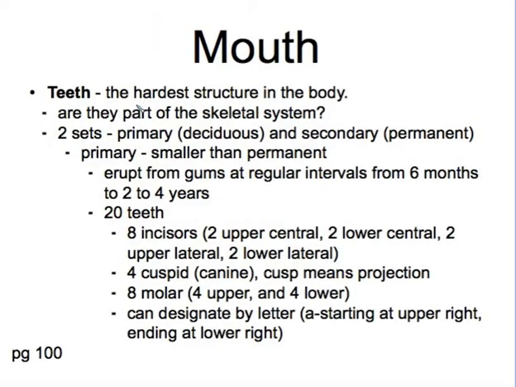Back to the mouth and back to digestion. We're going to talk about teeth. Teeth are the hardest structures in the body. And so you have 2 sets of teeth. Are they part of the skeleton? Not exactly. We're going to talk about structures that form differently than bones. So we'll look at your 2 sets of teeth. One is called primary or deciduous teeth, and one is called secondary or permanent teeth.